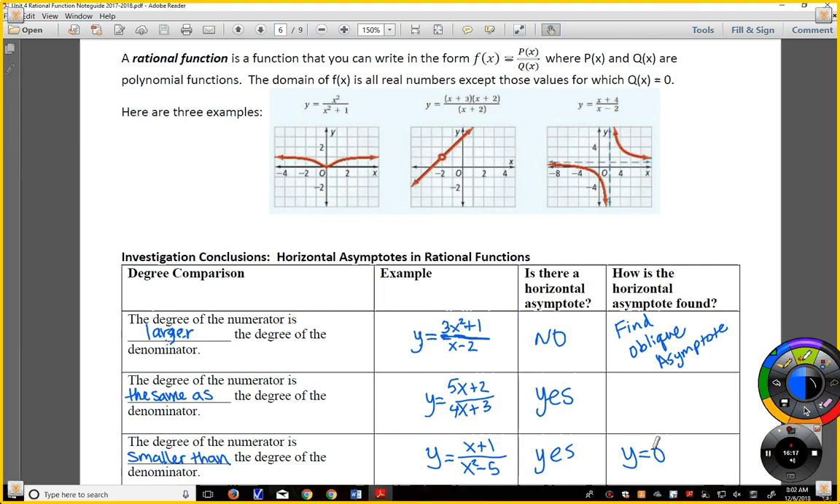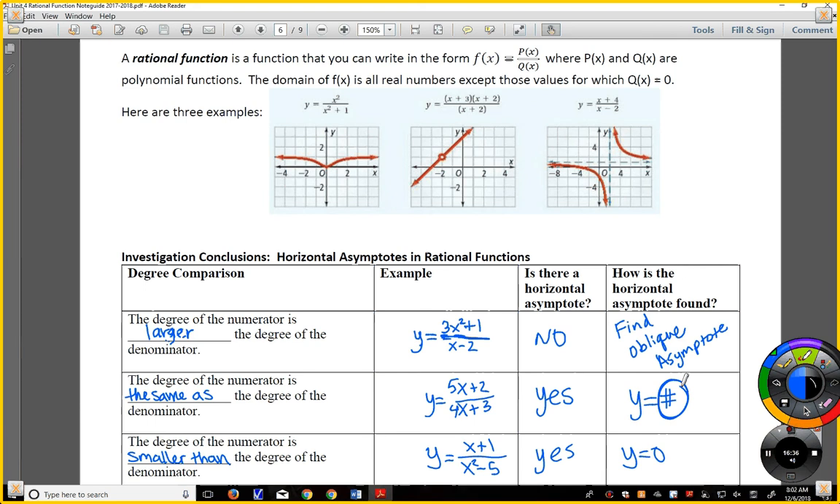So the main question becomes, how do we find the asymptotes when the degree of the numerator is the same as the degree of the denominator? Like, how do we figure that out? We know it's y equals some number, and that the number can change. But the question is, can I establish some pattern that finds that number?